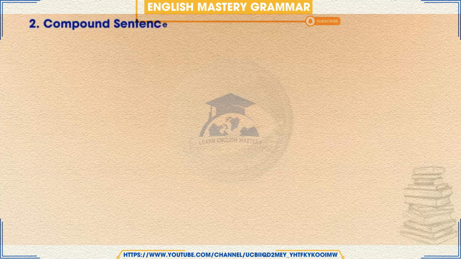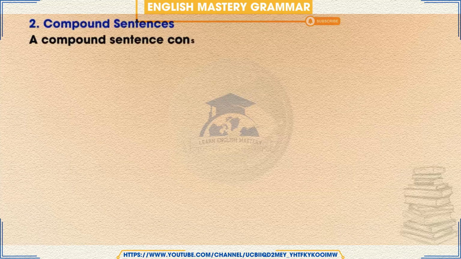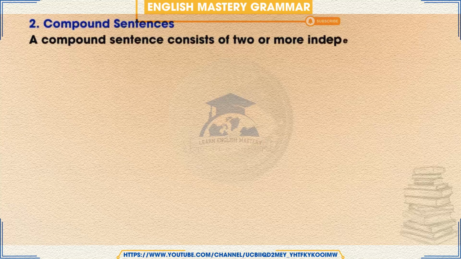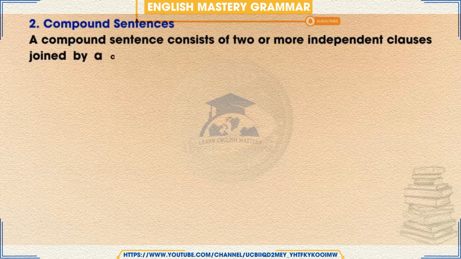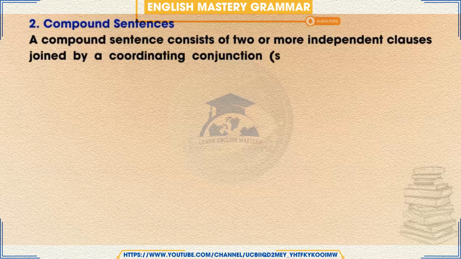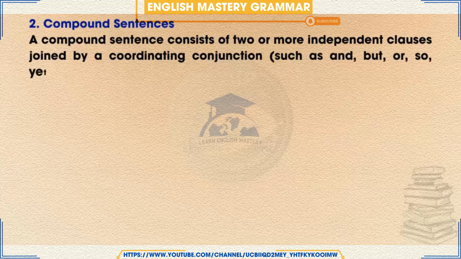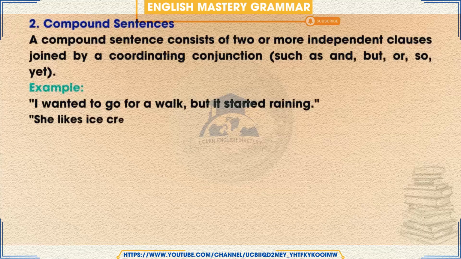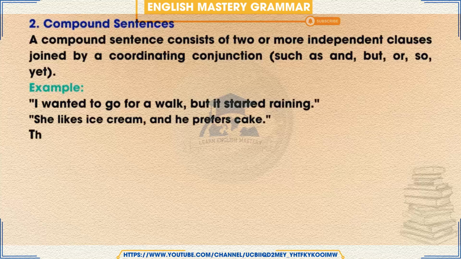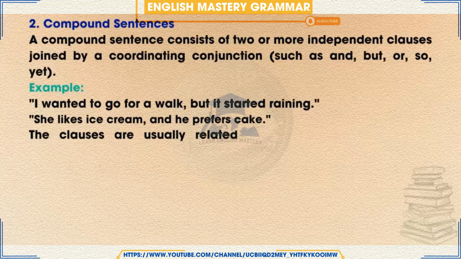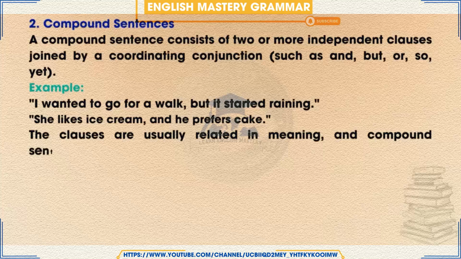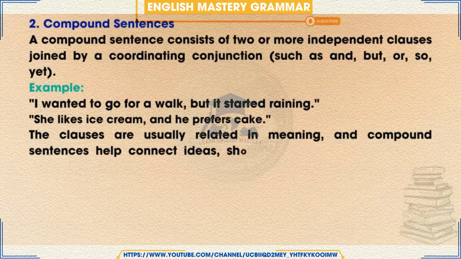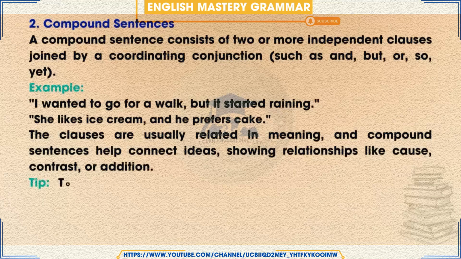2. Compound sentences. A compound sentence consists of two or more independent clauses joined by a coordinating conjunction, such as and, but, or, so, yet. Example: I wanted to go for a walk, but it started raining. She likes ice cream and he prefers cake. The clauses are usually related in meaning, and compound sentences help connect ideas, showing relationships like cause, contrast, or addition.